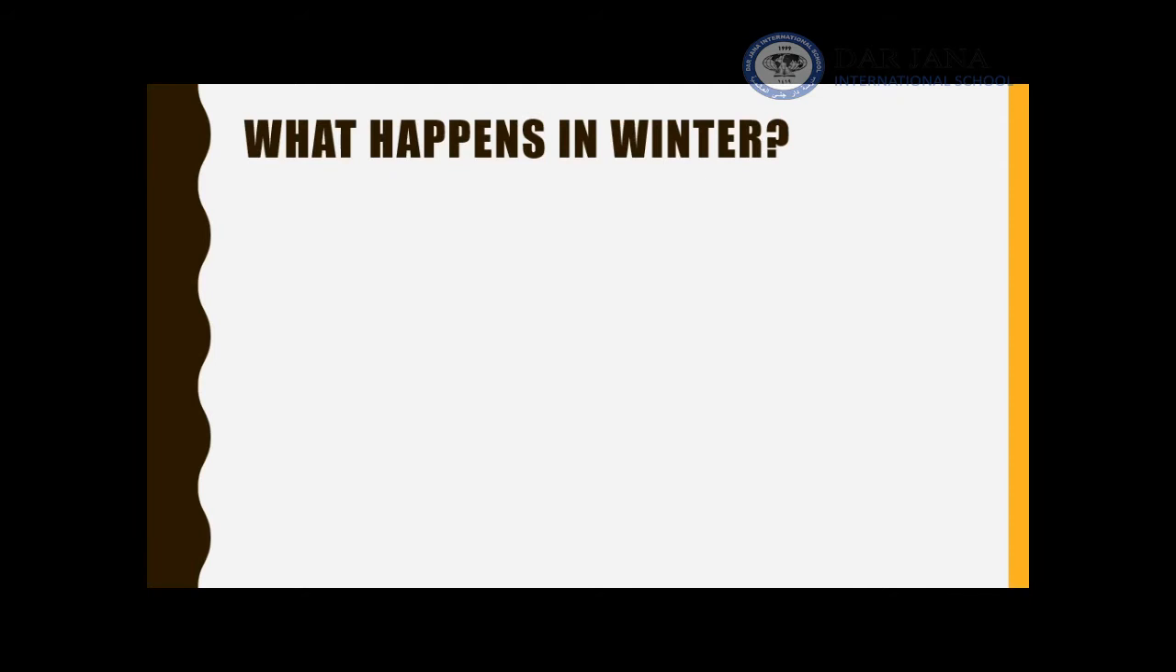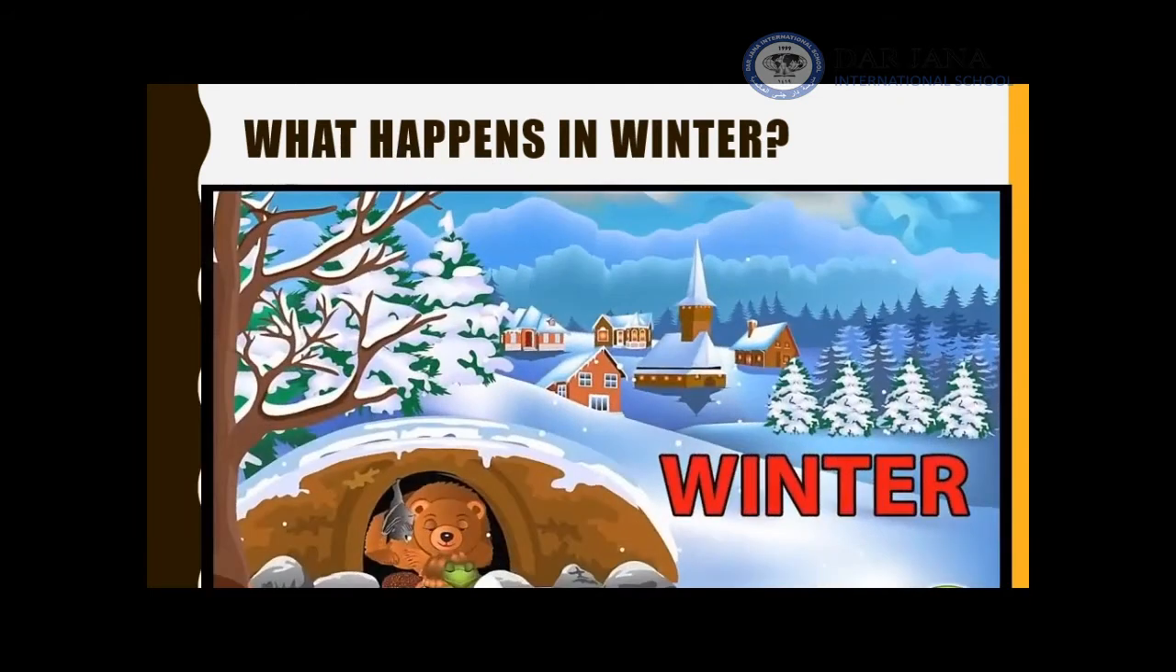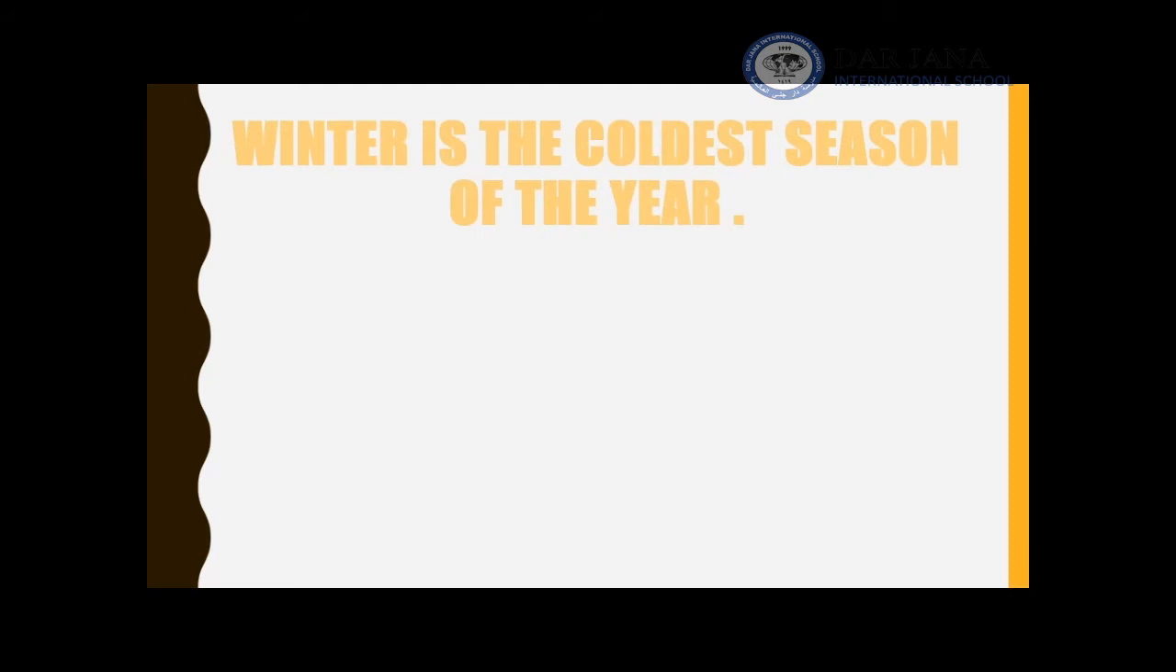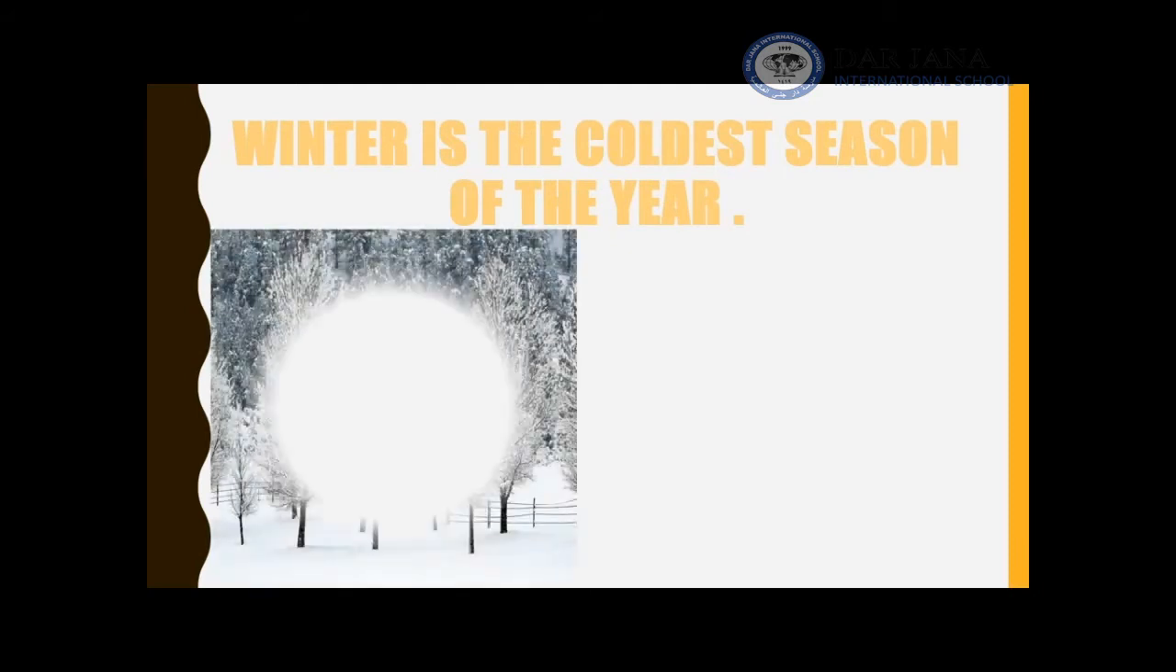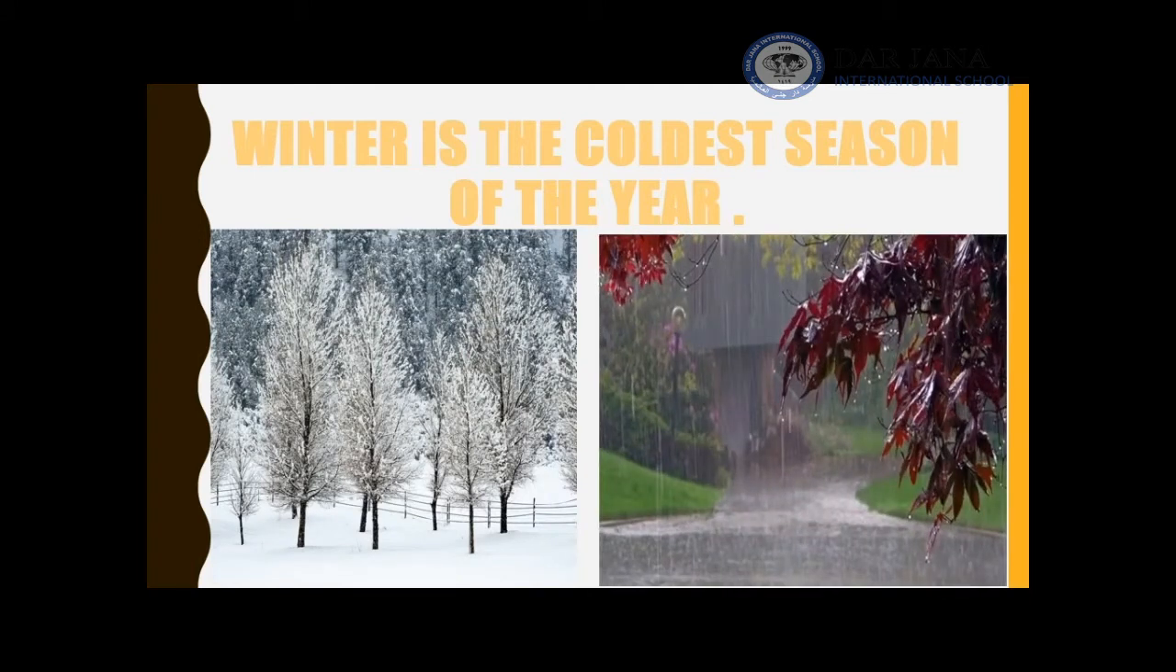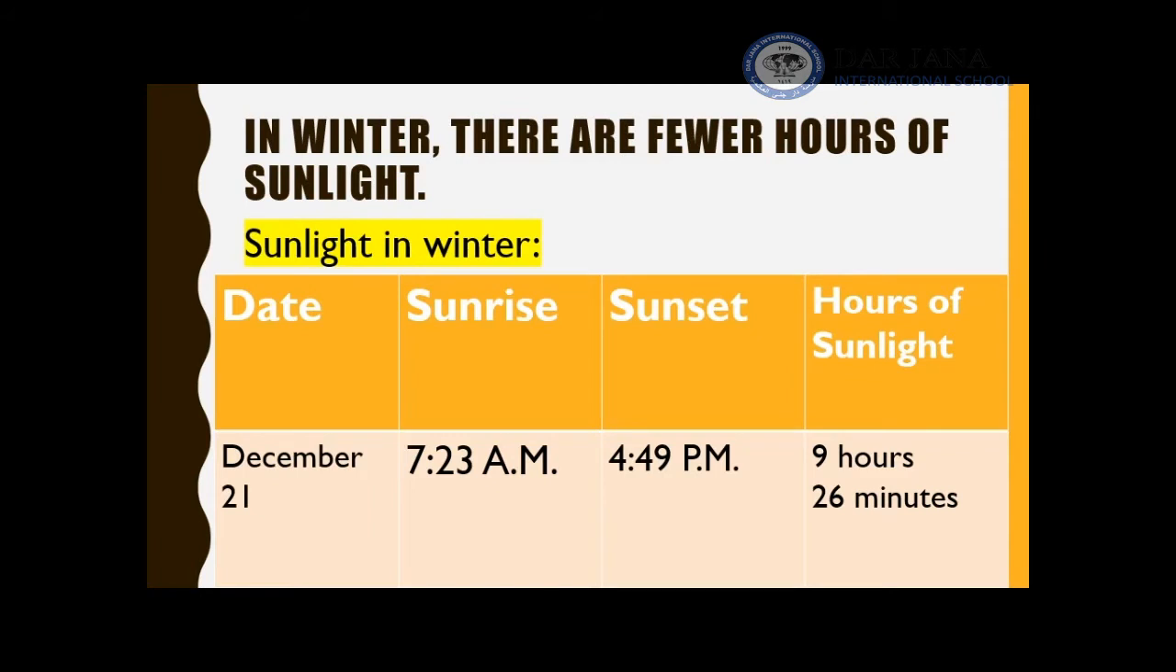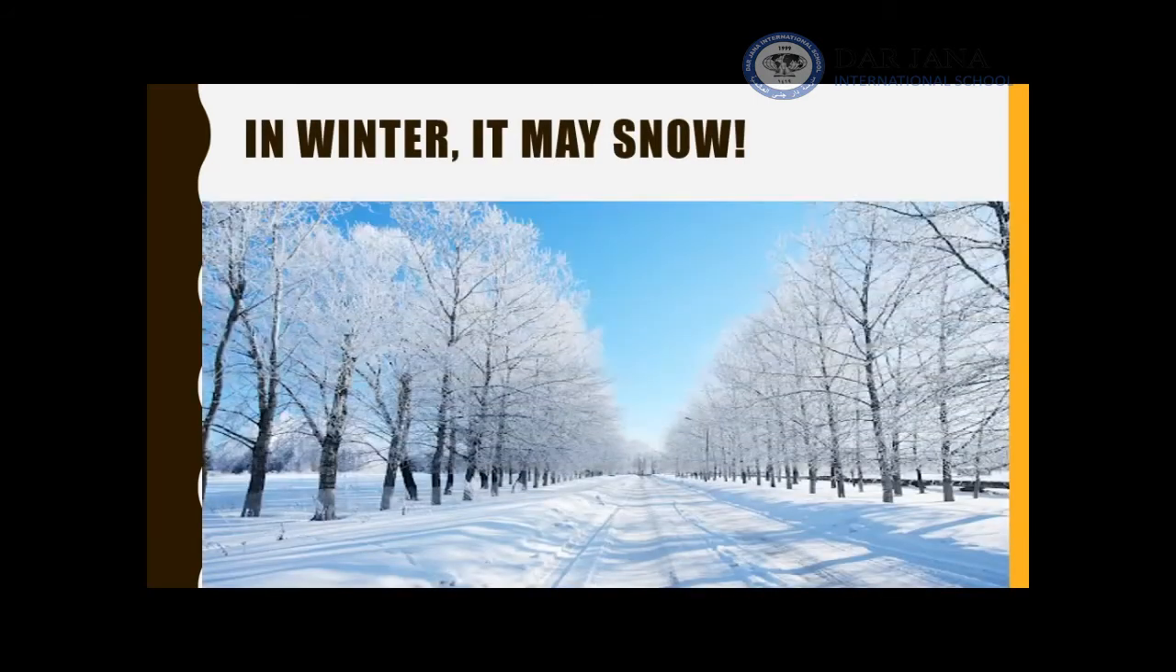Okay. Now let's take a look at what happens in winter. Winter seems very cold and freezing sometimes. Winter actually is the coldest season of the year. There is lots of rain and sometimes we can see snow. In winter, there are fewer hours of sunlight because most of the time the sky is cloudy. Actually, in most countries, winter starts in December. In winter, as I said, it may snow.